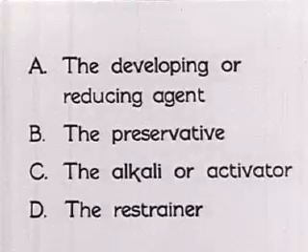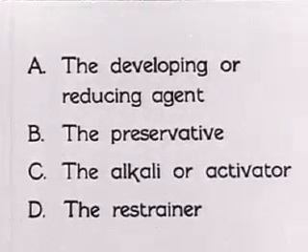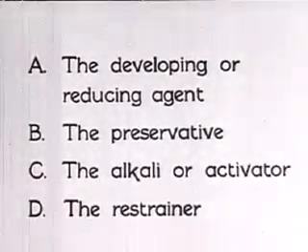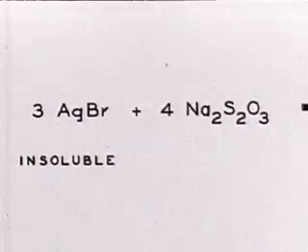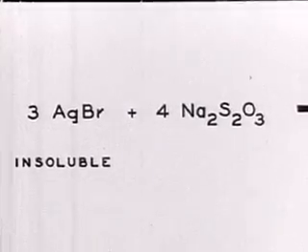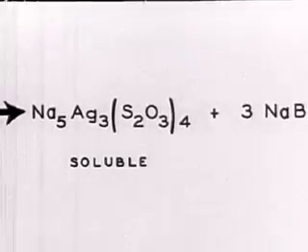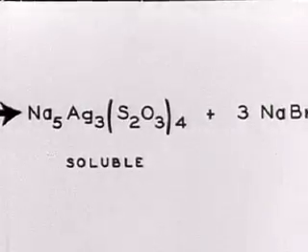These, then, are the ingredients of a developer. A, the developing or reducing agent. B, the preservative. C, the alkali or activator. D, the restrainer. In addition to a developer, we need a fixing bath containing sodium thiosulfate to remove the undeveloped silver bromide by converting it to soluble silver thiosulfate. The primary function of the fixing bath, therefore, is to remove the unexposed, undeveloped silver bromide.